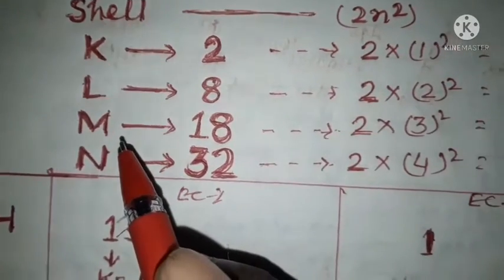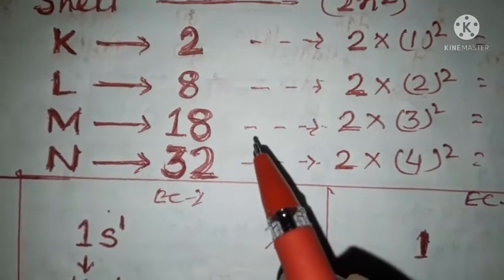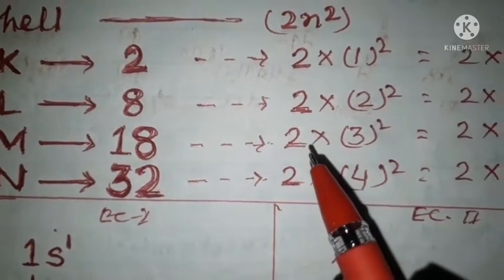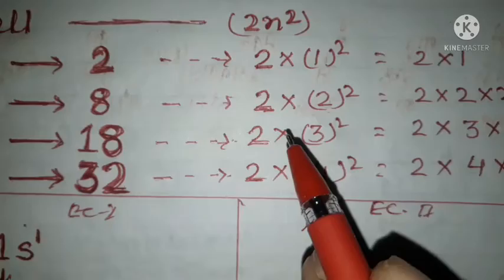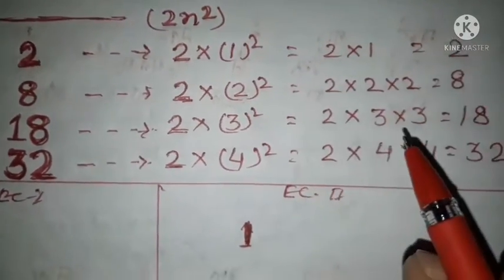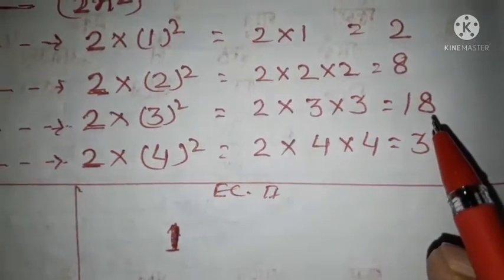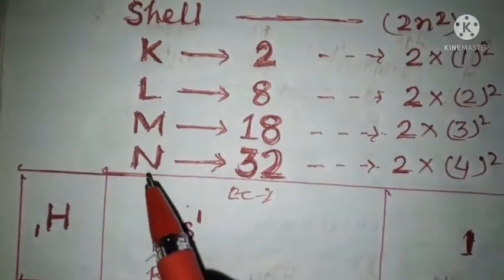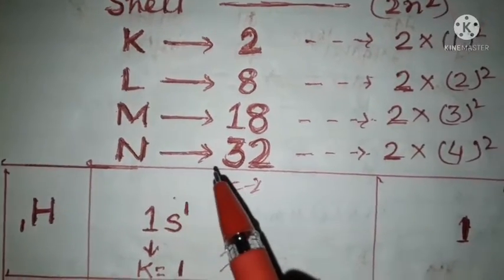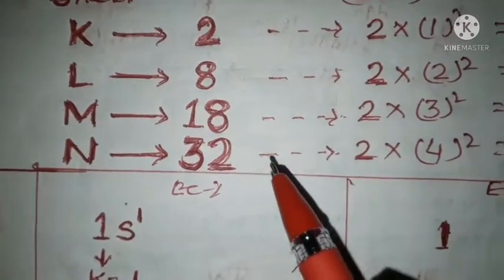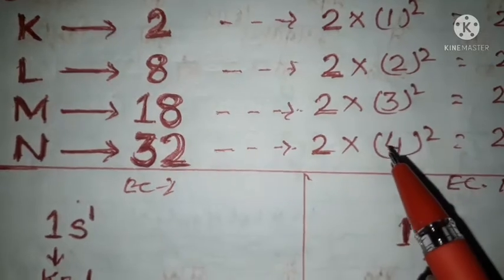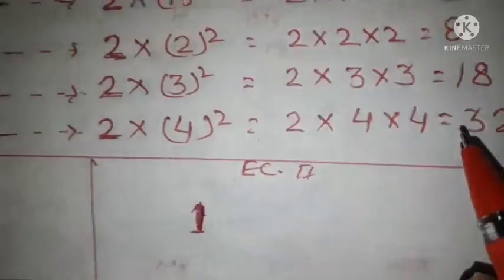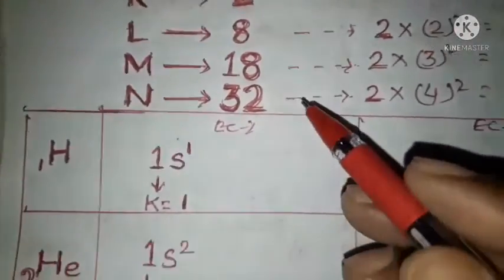Like this, M, in which 18 electrons are contained, is also derived using that formula. We get 18 electrons in M shell, and now in N shell we derive 32 electrons by using 2n square, 2 into 4 square, that means 32 electrons in N shell.